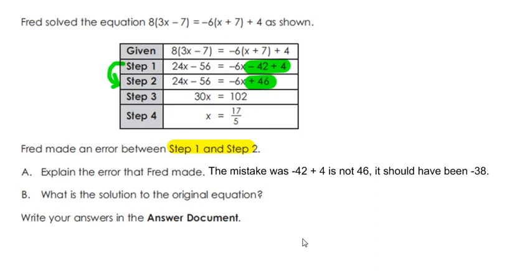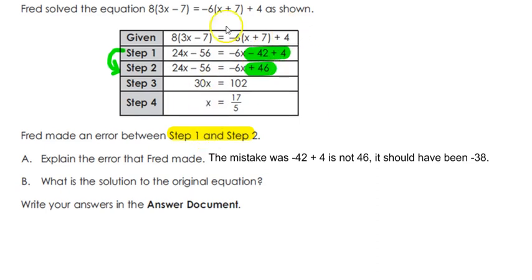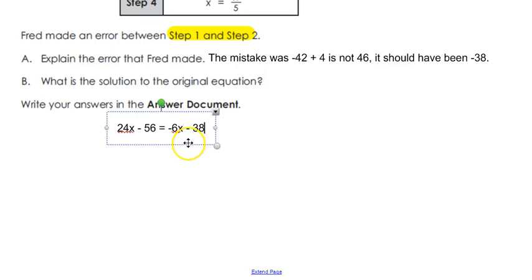But we can go ahead and go to part B. What is the solution to the original equation? So at this point, we've got to take step 2, which is 24x minus 56 equals negative 6x minus 38, and solve it from here, because everything else in the table would be wrong.